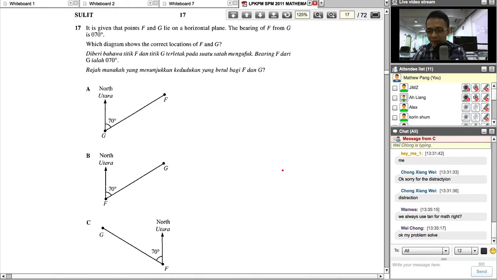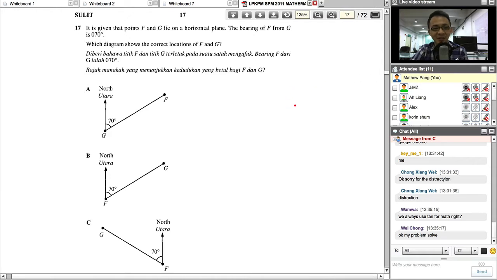Yes, for depression and elevation, yes. So far I go through all the past year questions, you only use tangent. But I'm not sure, maybe this year they come out with sine or cos. But most of the time for depression and elevation, you only use tangent.